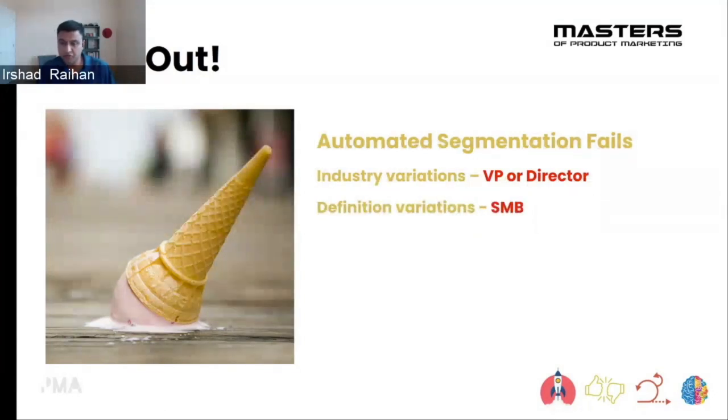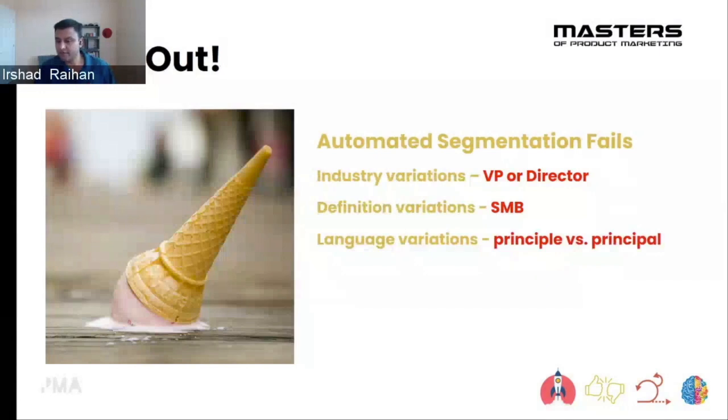Definition variations. If you're buying lists that have an SMB tag, SMB is probably one of the most misused market segments, right? Just understand that there could be some significant variability even within that segment. Language variations, right? How often have you seen things like principal versus principle, software engineer or marketer, or whatever. But again, just allowing for those variations.